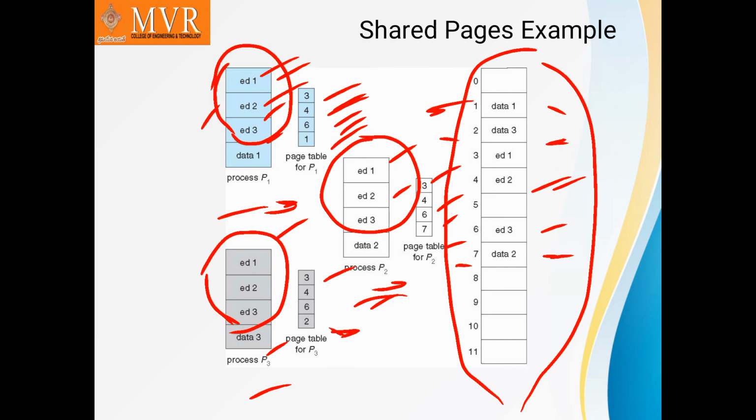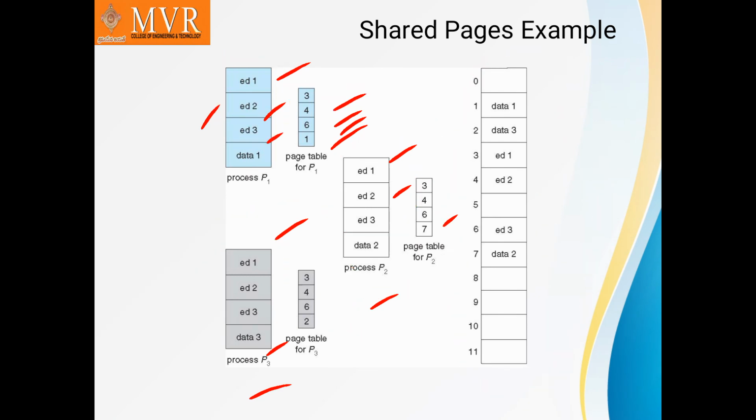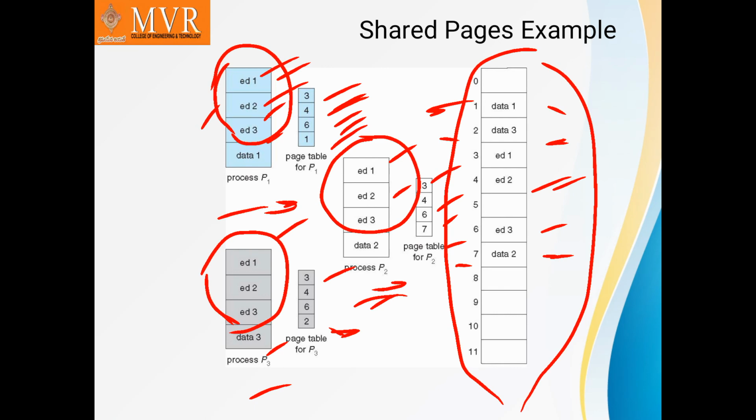OK, and see, in page 1 data 1 is 1, and data 3 is in process P3, data 3 is P2, and data 2 is 7. OK, see here how it is filled in physical memory. Data 1 is in the first frame, so data 1 will be mapped, and in the second frame of the page table it has data 3, so data 3 will be mapped, and data 2 of process 3 is in 7, so it will be mapped.